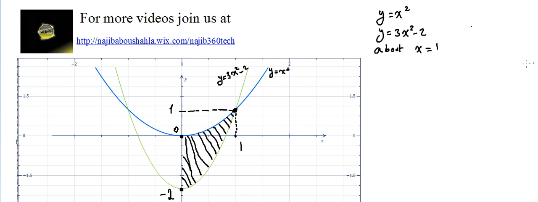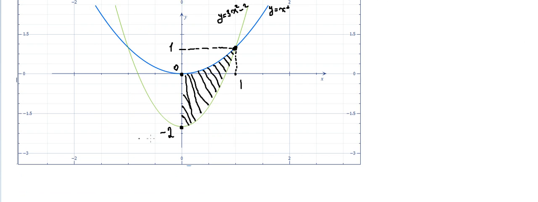Now, let's start with the washer method. We need to find the volume using washers. The volume equals the integral, and let's use the y-axis, from negative 2 to 1. The region is between this curve and that curve and the y-axis. They intersect over here and over here, so we have 3 points. We split it from minus 2 to 0, plus from 0 to 1.